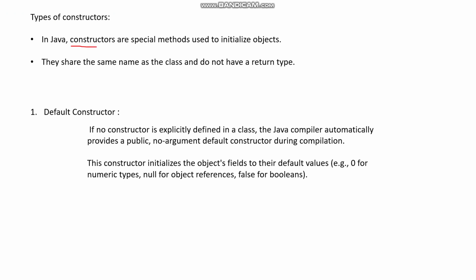In Java, constructors are special methods used to initialize the object. Means while creating the object, to initialize the instance variables of a class. For this purpose, we need a special method. That method is called a constructor.